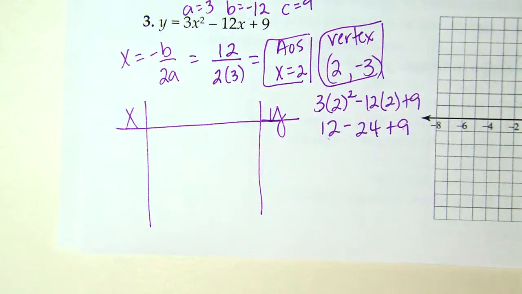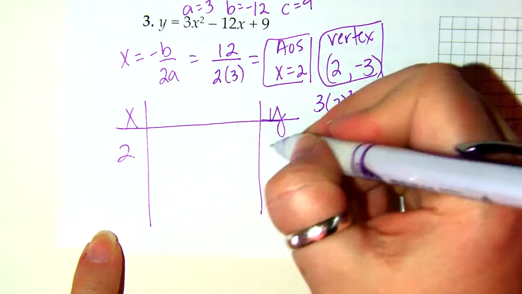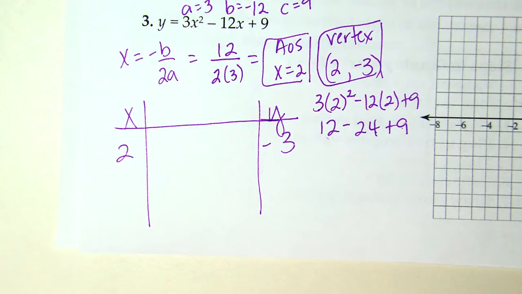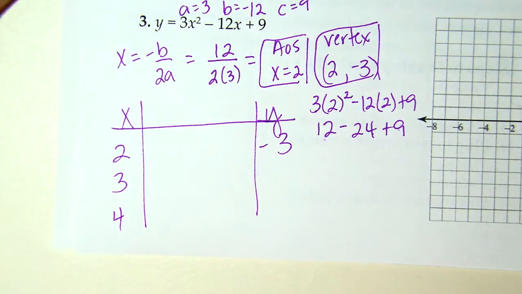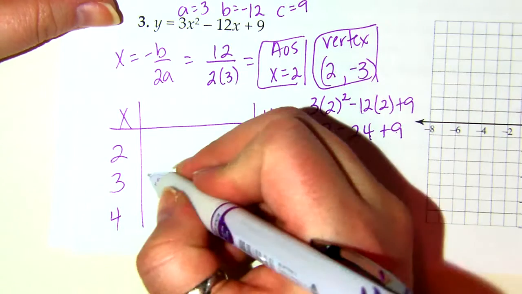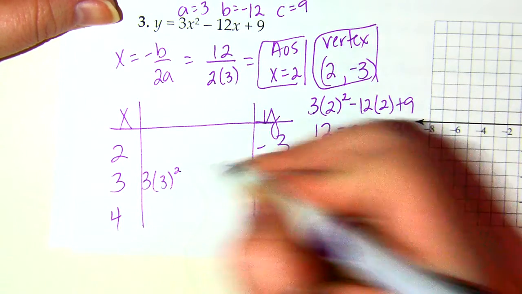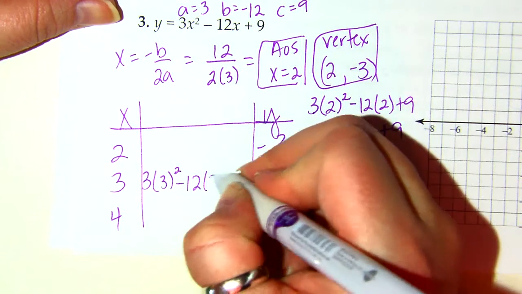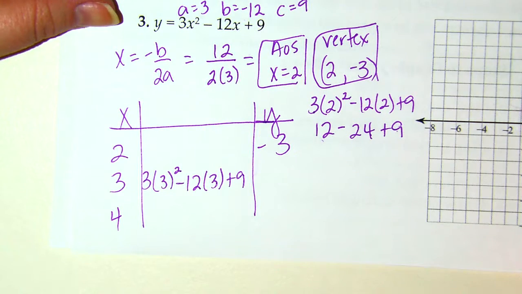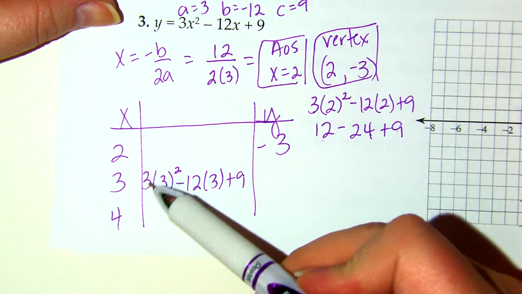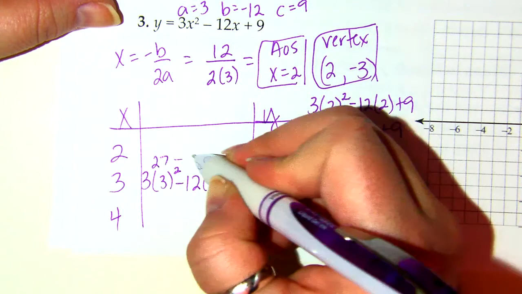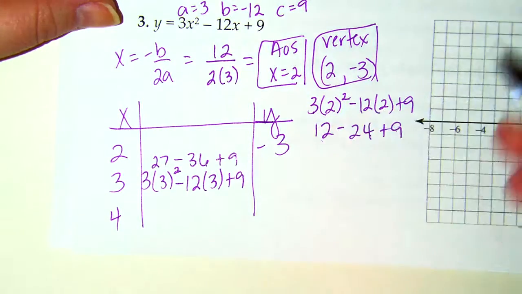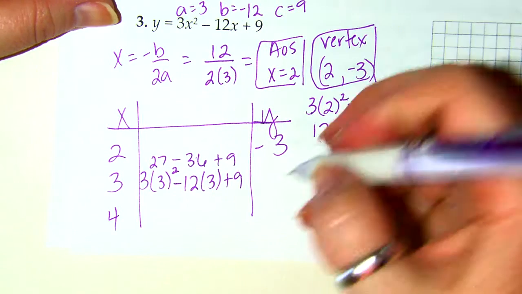If you don't want to list the vertex on top, you don't have to. It just helps me remember where my starting point is so I know which numbers to go up to. So I need to do 2 bigger than that, 3 and 4, and then plug those in. When I plug in 3, it's 3 times 3 squared minus 12 times 3 plus 9. So 3 squared is 9, times 3 is 27, minus 12 times 3 is 36, plus 9. So that's negative 9 plus 9, which is 0.